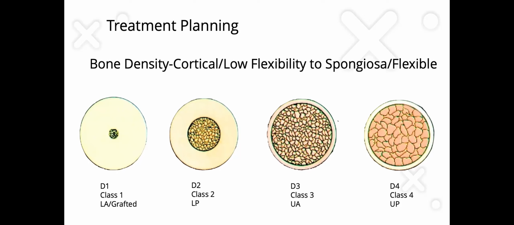So class 2 or D2 bone is usually found in the lower posterior region and is a little bit spongier bone. Class 3 or D3 bone is usually found in the upper anteriors, and D4 or class 4 bone is located in the upper posterior regions, and that's usually spongy and flexible bone. This is the type of bone you'll have to consider.